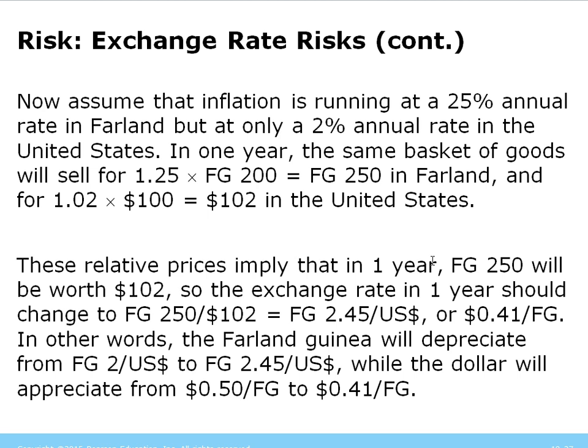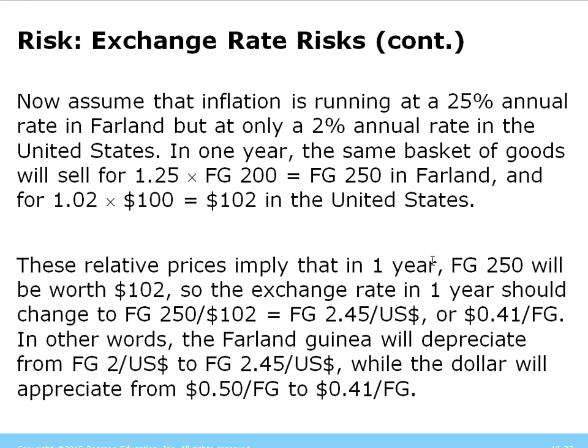Now assume that inflation is running at 25% annual in Farland. The annual rate is 25%. But it's only 2% in the United States. So in 1 year, the same basket of goods in Farland is going to increase by 25%. So it goes from 200 FGs to 250 FGs. But in the United States, it only goes to 102.